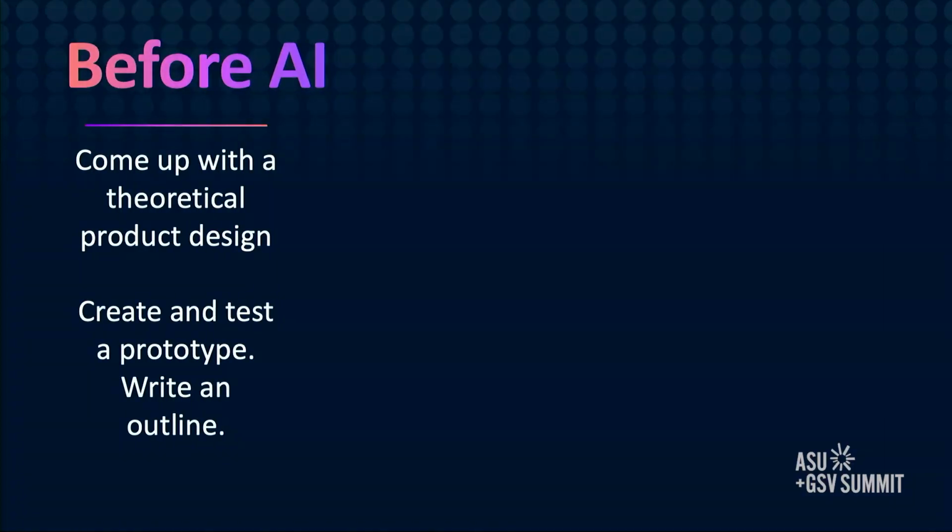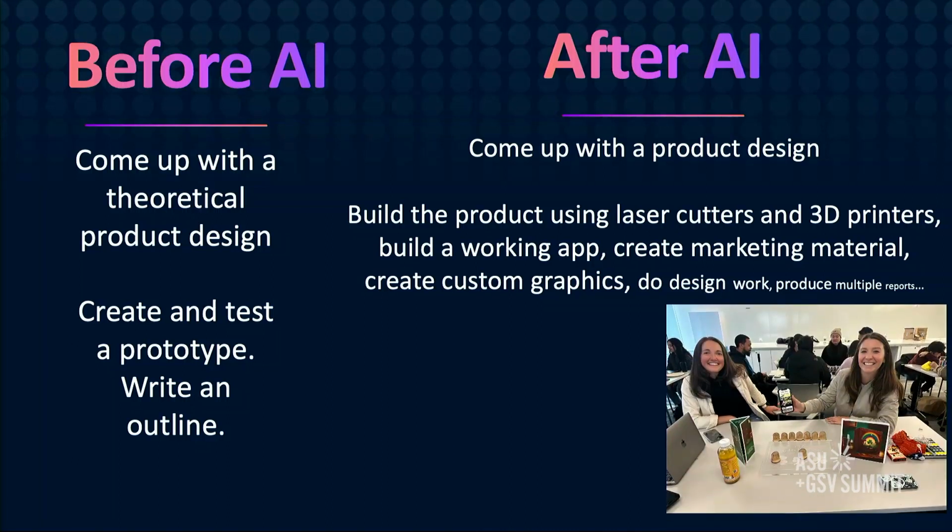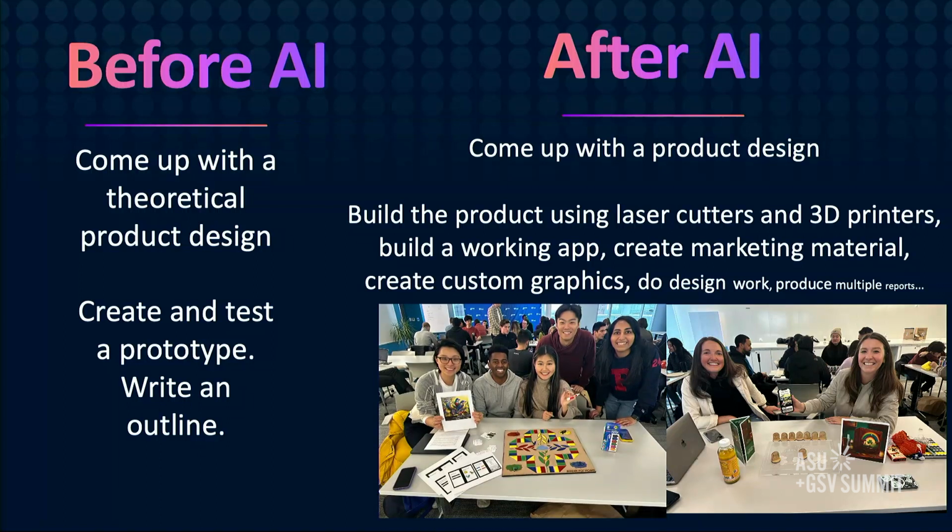One class, for example, before AI, I had the students come with a theoretical product design. It was about designing new products, and create and test a really early prototype, write an outline of the results. With AI in the class, it became come with a product design, build the product using laser cutters, build a working app, create marketing material, create graphics, write a full report. All of that, right, and for people who've never done any of this before, right? And so they were building board games in this class. Here's some happy students with the outputs they came up with. This was for just a 4-week-long class, right? Like this was not that many sessions together.